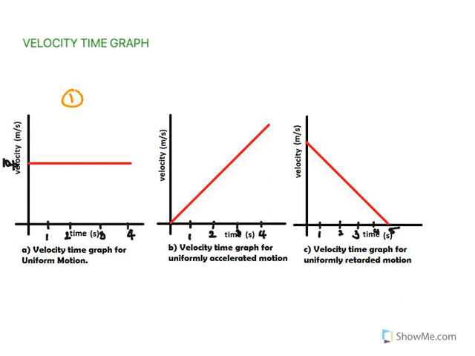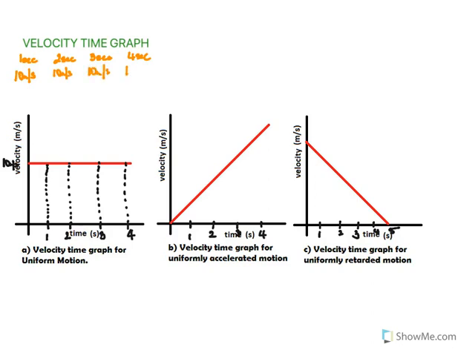Look at the first one. Here the velocity time graph is just a straight line. At 1 second, the velocity is 10 meters per second. At the second second, it's also 10. At the third second, it's also 10. At the fourth second, it's also 10. Then this also is 10. This is also 10.